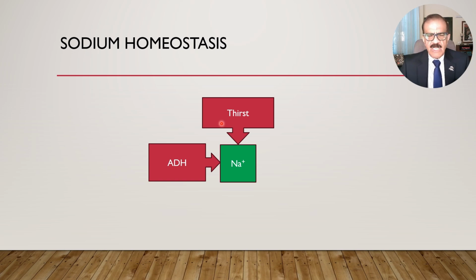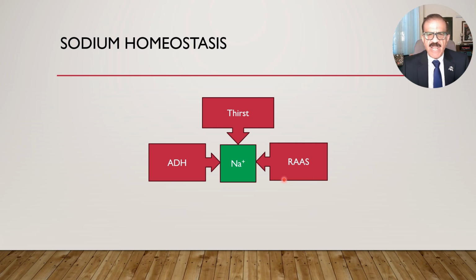So accordingly, if your body is deficient in salt and water, then you will feel thirsty. By the way, salt and water go hand in hand. Both are regulated the same way. And then we have this renin-angiotensin-aldosterone system. You know, this is the system which is initiated by the kidneys.